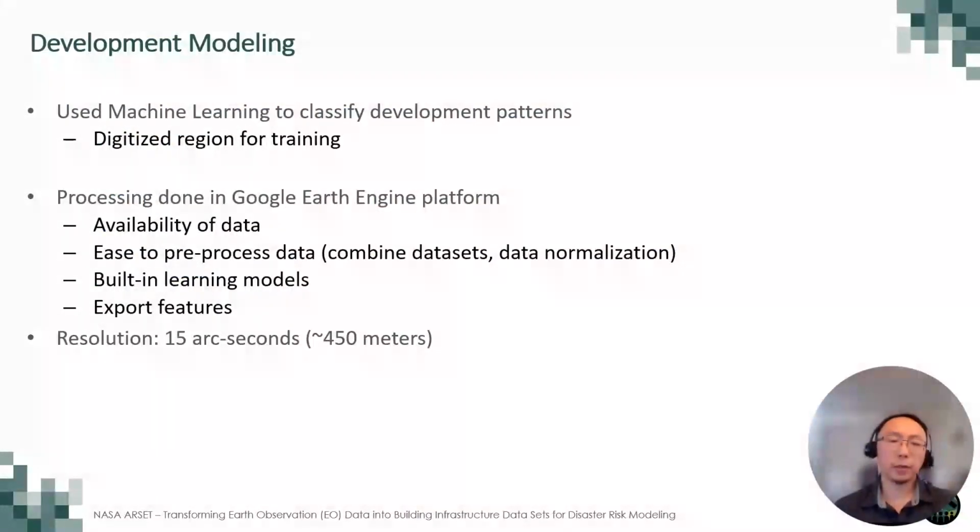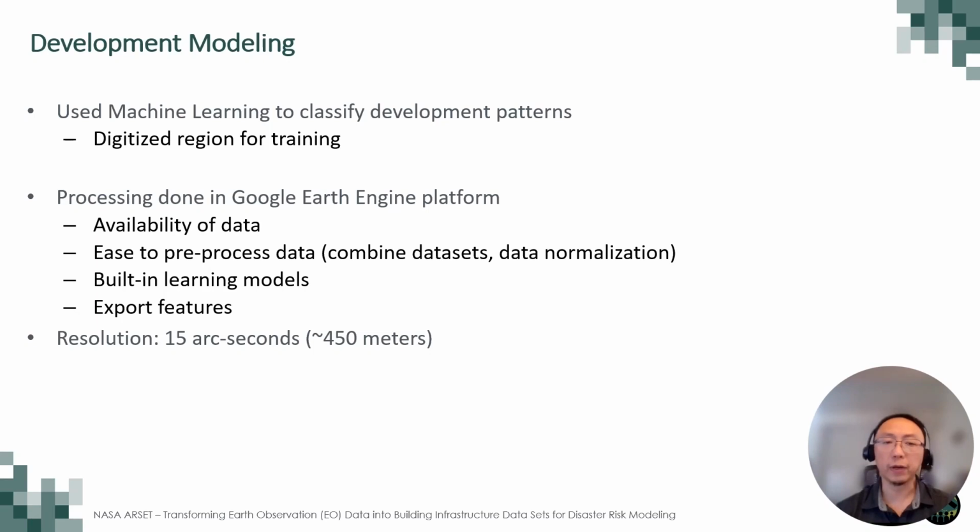So once the development patterns were ready, we used a machine learning model to classify development patterns across the entire country. So we took those digitized regions and we used that for training to create that model. And we did that in Google's Earth Engine platform. We chose that because first it had a lot of different data sets. We were using Landsat, we used Sentinel. We also used classified layers. One layer we used was the Global Human Settlement Layer. So all those data were easily available within the platform.